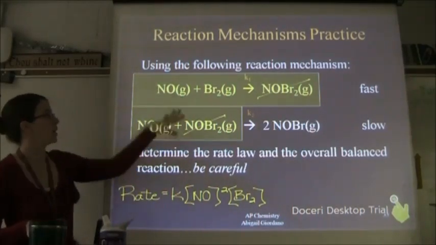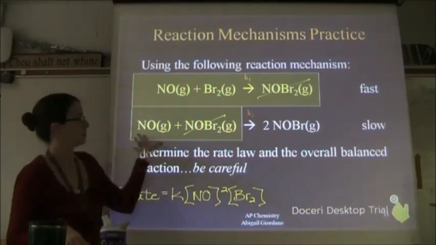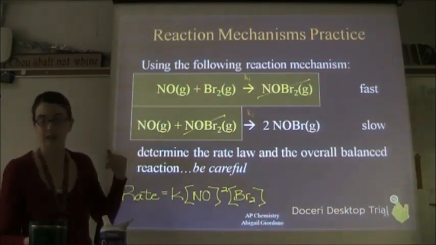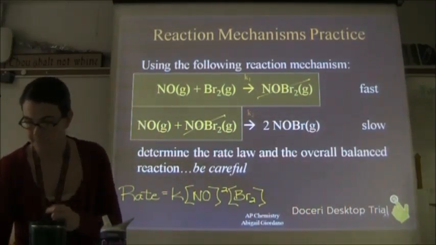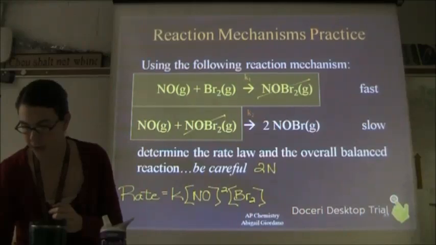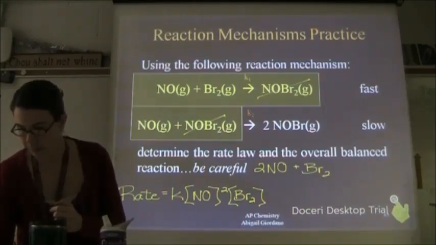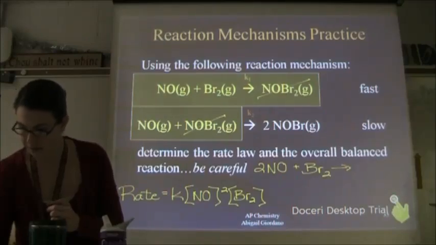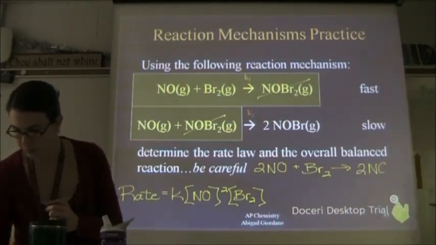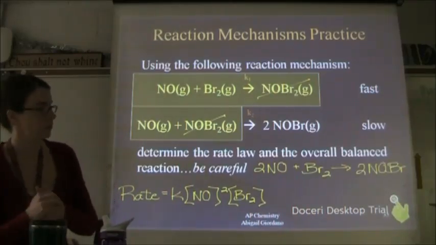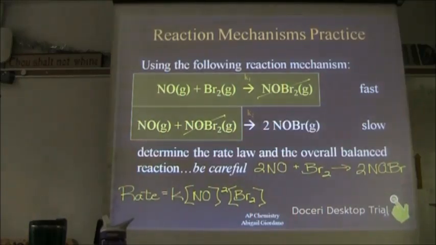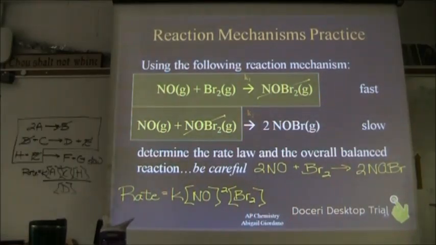Overall balanced equation, now you're looking at everything. Not just what's highlighted. Here's my overall: 2NO plus bromine yields. Okay? Problem solved.